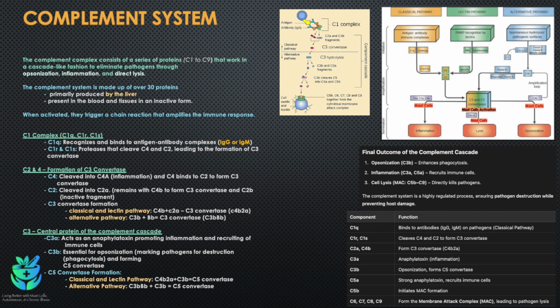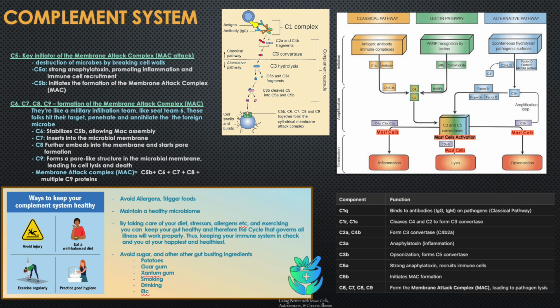C5 also releases strong anaphylatoxins. It also recruits immune cells. Mast cells come into play with C3 and C5. And they also initiate the MAC attack, or MAC formation. That's when all those proteins come together to drill into the cell. C6, C7, C8, and C9 are the formation of the membrane attack complex, and they're like a military infiltration team, like SEAL Team 6. These folks hit their target, penetrate, and annihilate the foreign microbes.